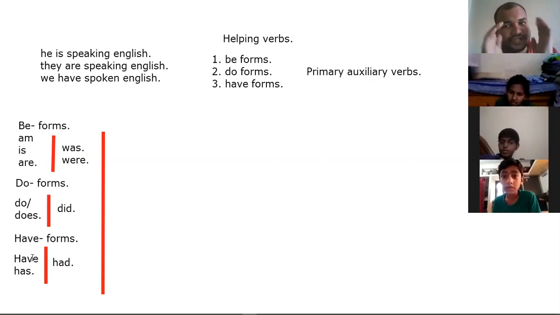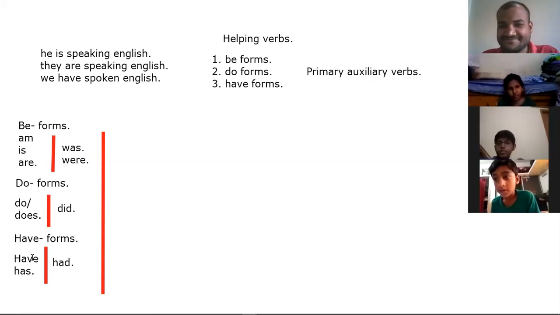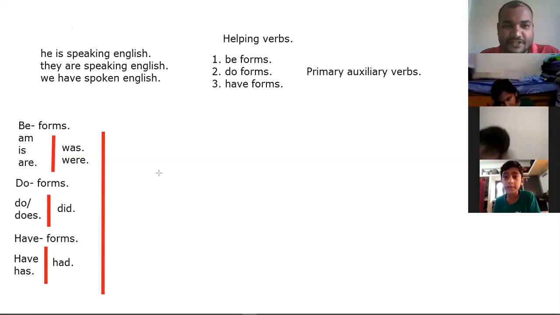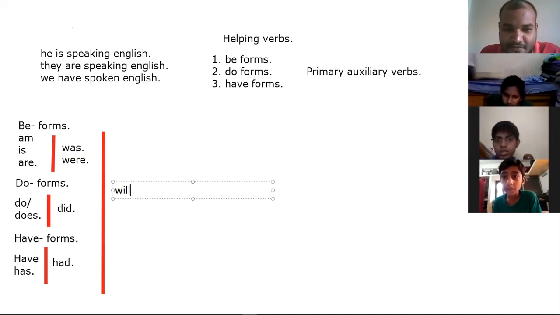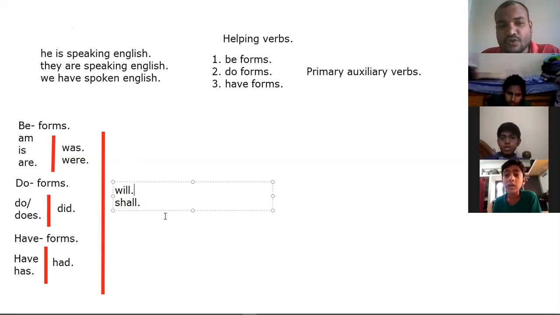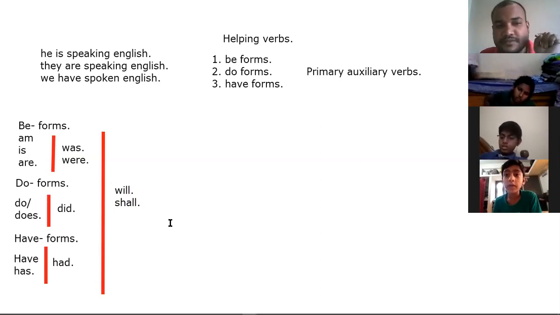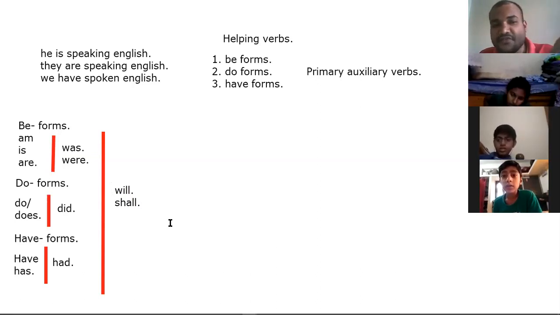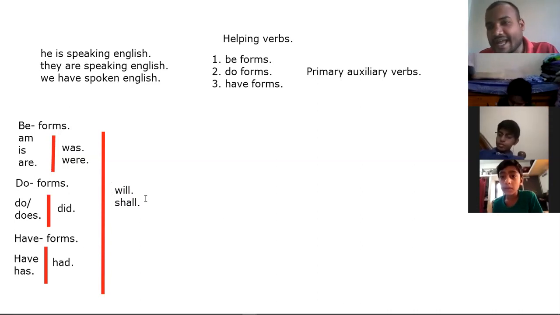So then how about future? You just need to add will or shall. For example, if you are talking about be forms, you have to add will or shall. If you are talking about do forms, will or shall. If you are talking about have forms, will or shall. So this is common for all be forms, do forms and have forms.